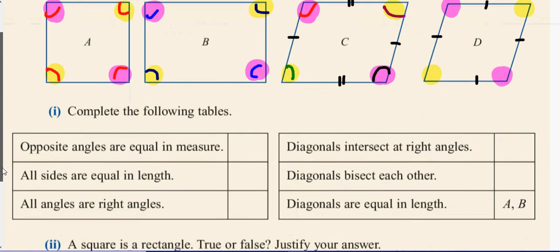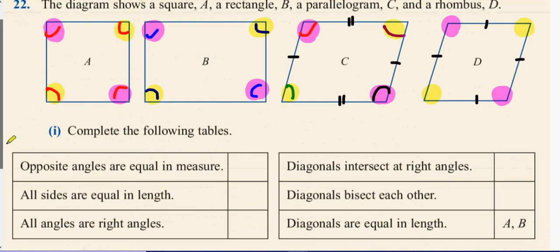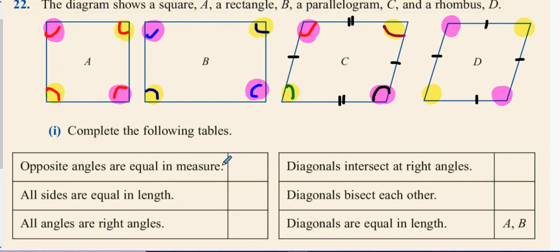Opposite angles are equal in measure, right? So complete the following tables. Opposite angles are equal in measure. Yes, for A, B, C, and D. All sides are equal in length, only for A and D. All angles are right angles, only for A and B.